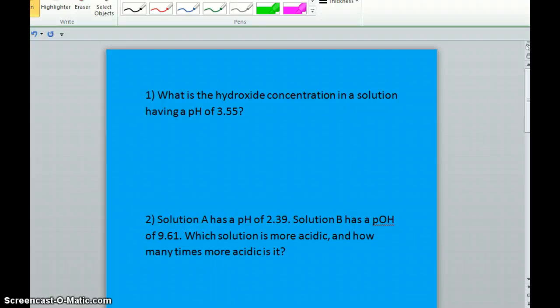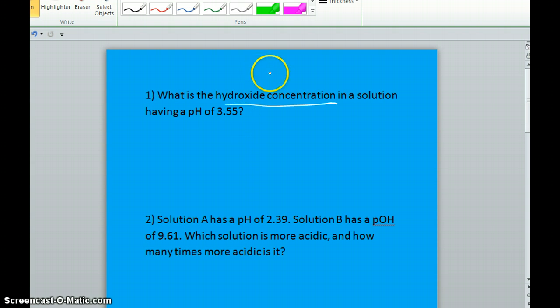So to continue our discussion on pH and pOH of strong acids and bases, we've been taking plenty of different strong acid-base solutions and comparing them and identifying their pHs from their concentrations, but let's make sure we can go both ways. Namely, in this case, what is the hydroxide concentration in a solution having a pH of 3.55?